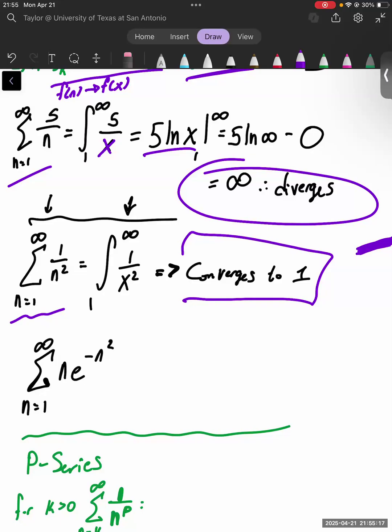All right, last little bit. I left another exercise for you guys to try. Use the integral test to verify whether or not this integral converges, and if it does converge, what does it converge to? The series n equals 1 to infinity of n times e to the negative n squared.